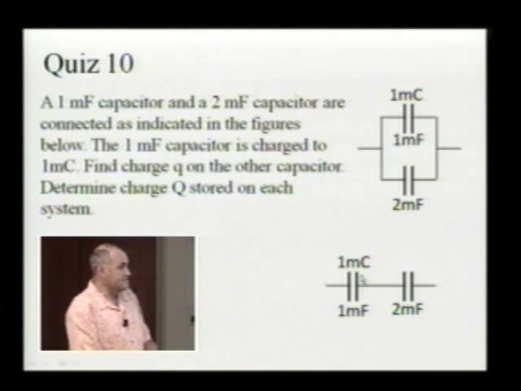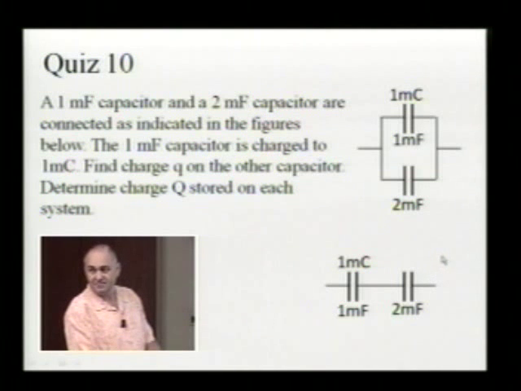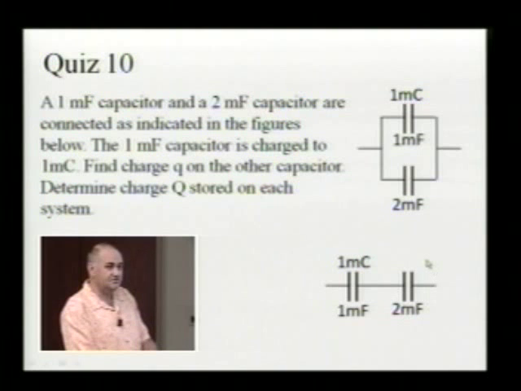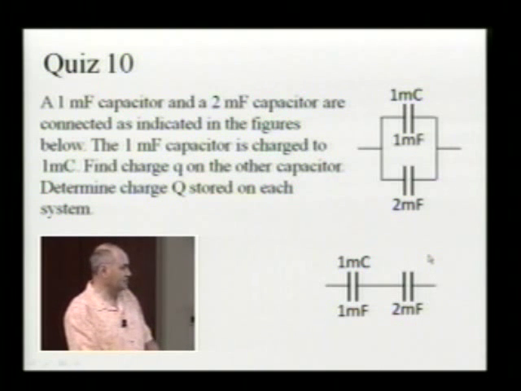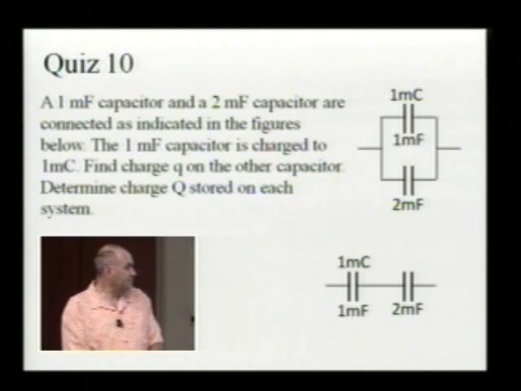Well, what happened with that excess charge? It was pushed to this plate. So this plate will have charge of 1 millicoulomb. The other will have minus 1 millicoulomb. So the second capacitor is also charged with a charge of 1 millicoulomb.